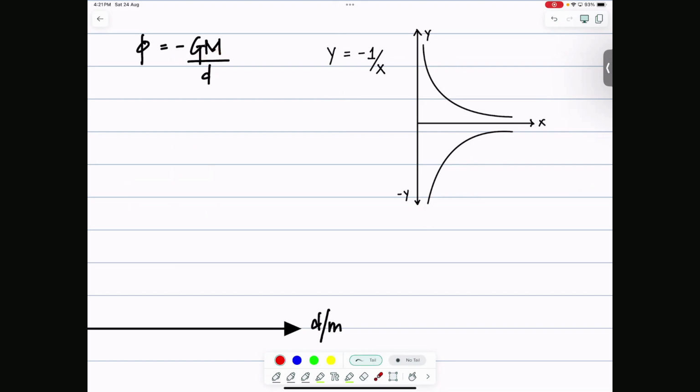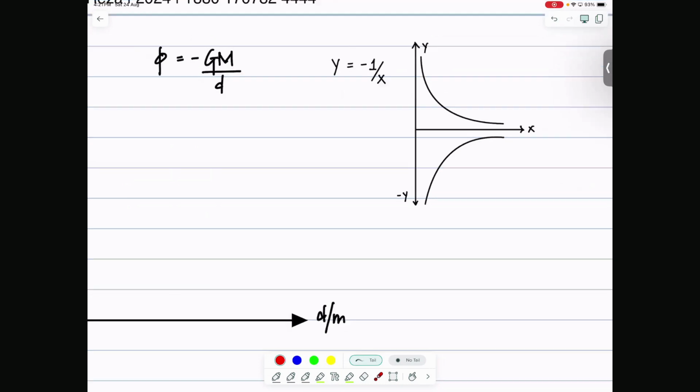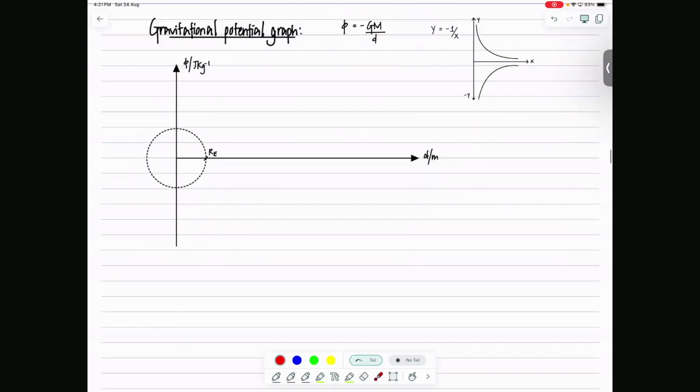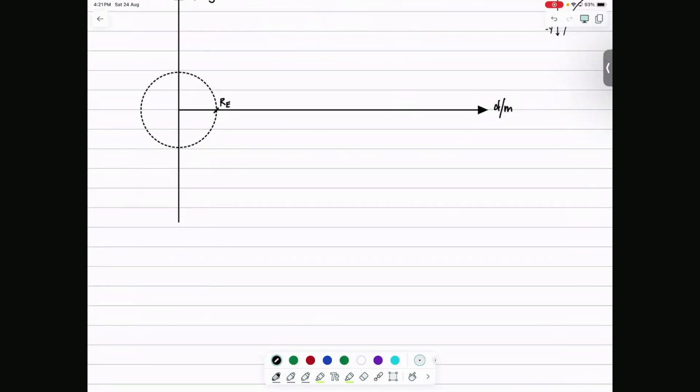Why is this the graph? I'll tell you. I'm drawing the graph for phi versus d, where G and M are what? Constants, right? So if I did an equation here, it'll be k by x, and the k would be a constant. And yeah, that's about it. So for every distance, the value of your phi decreases, right? So I'm going to draw for that. Okay.